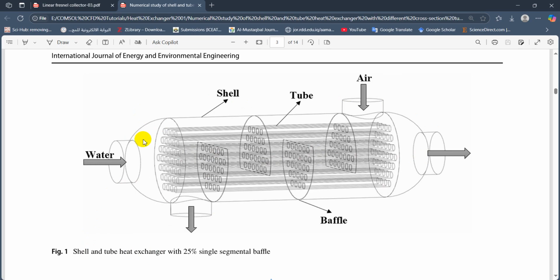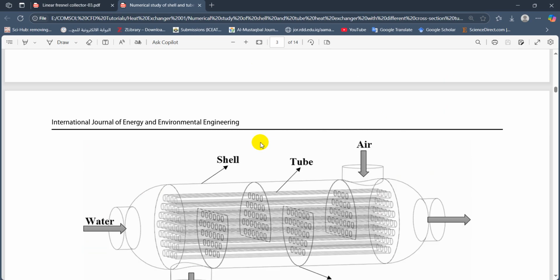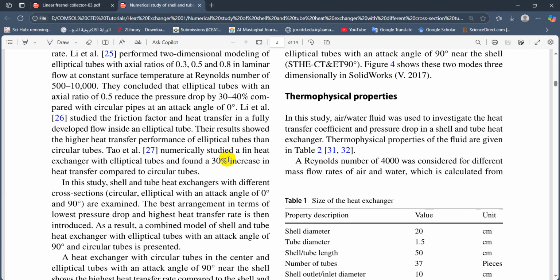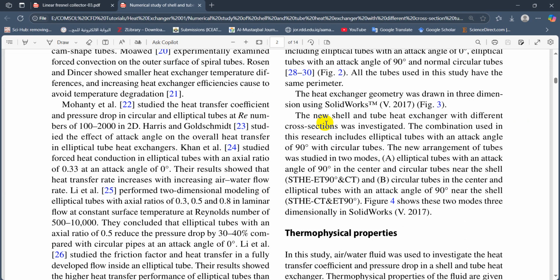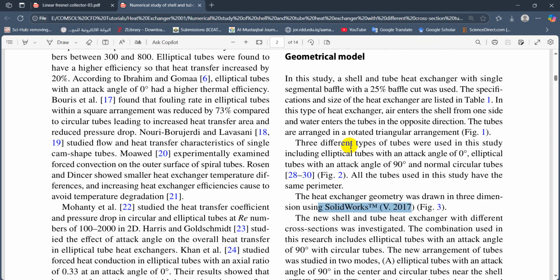For example, this model may be plotted by SolidWorks or AutoCAD or any other CAD program. Okay, and after that, as you see, it is designed via SolidWorks. Now after that, in the geometrical model, the authors state what they are planning to study. Okay, three different types of tubes.